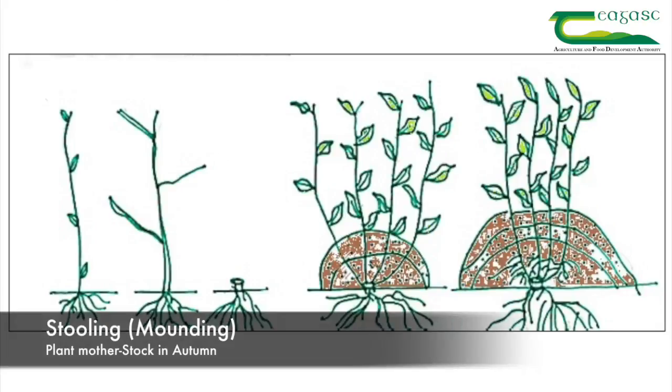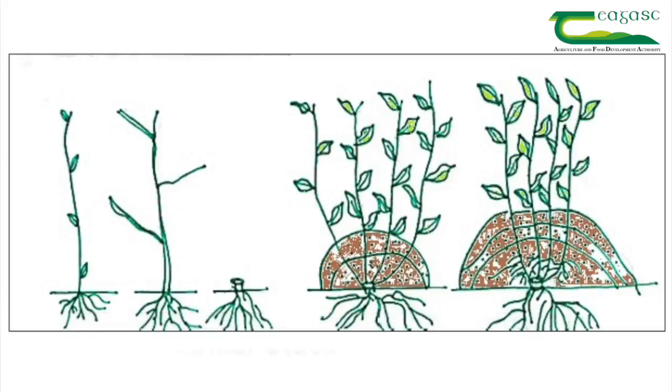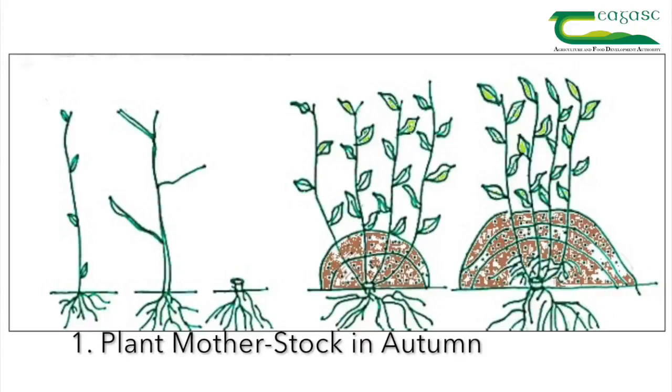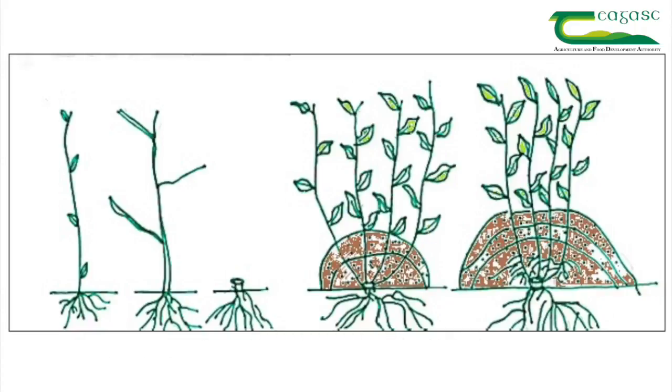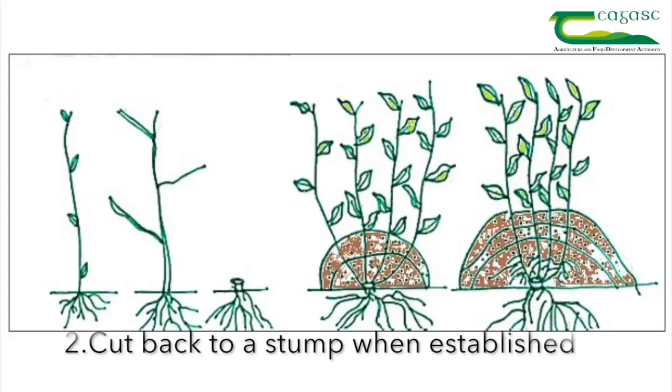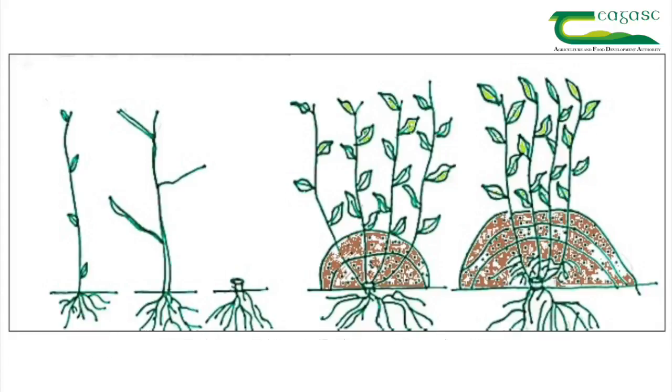Stooling. This is a method of layering mainly used by fruit rootstock producers. Plant mother stock in the autumn, and when it's well established in the following winter, cut the stock back to a stump. The shoots which develop from these stumps are earthed up during the growing season. After the young shoots have shed their leaves, cut and lift the new plants. Cutting this plant yield from the mother stock prepares the plant for further shoot production in the following season.